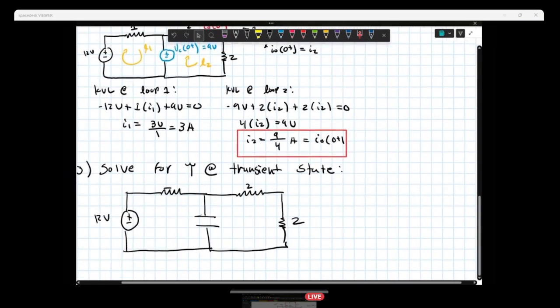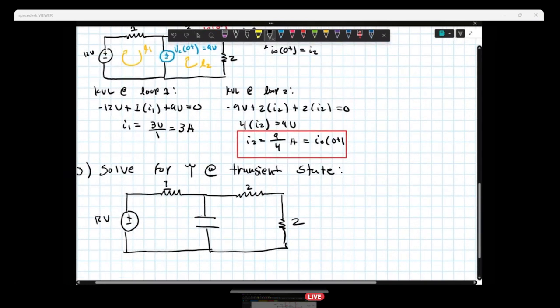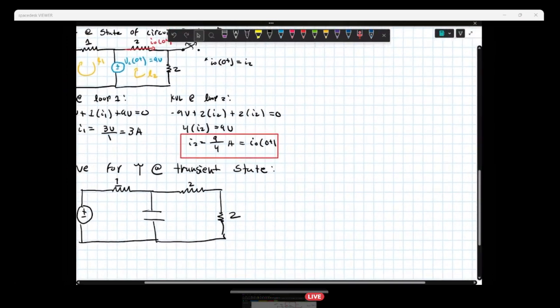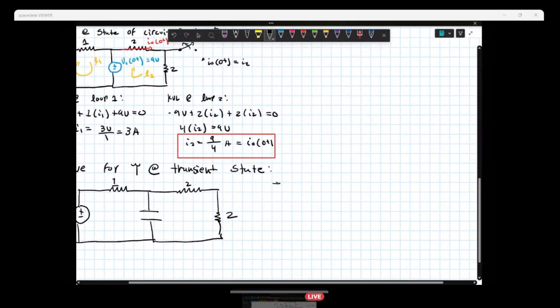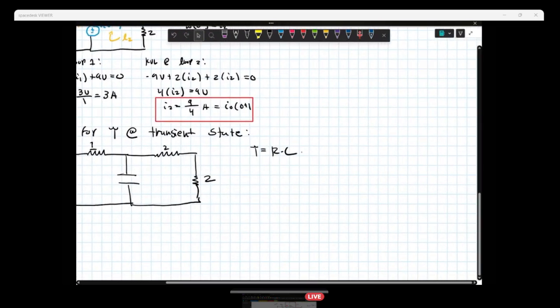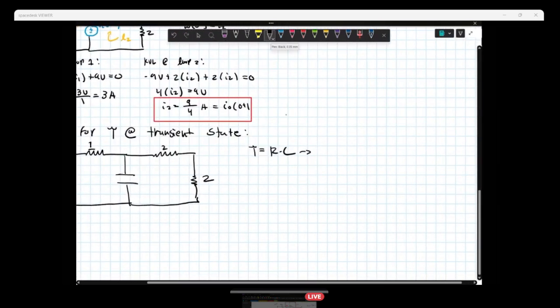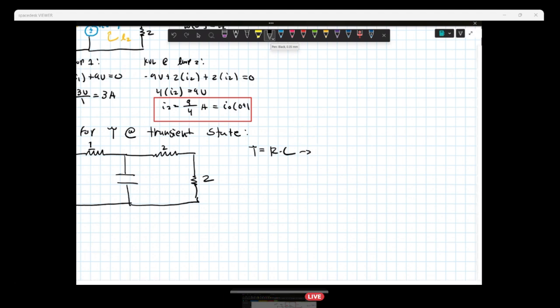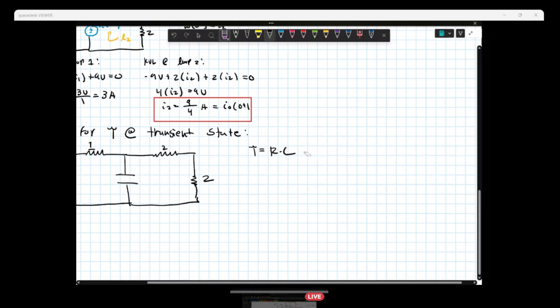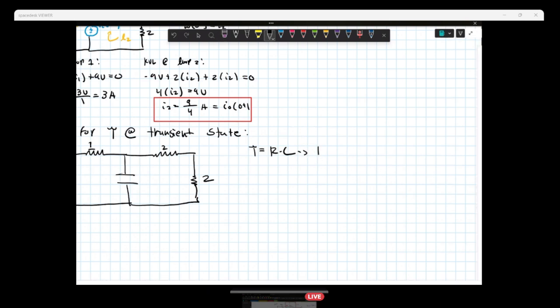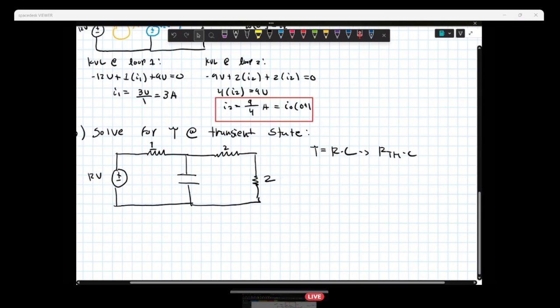So for tau, it changes depending on what type of circuit you have. We have an RC circuit here, so our tau is just going to equal R times C. We find tau at 0 plus, just when the circuit is changing. This will be R Thevenin from C.